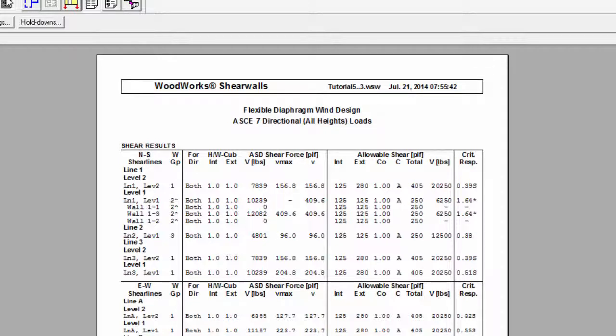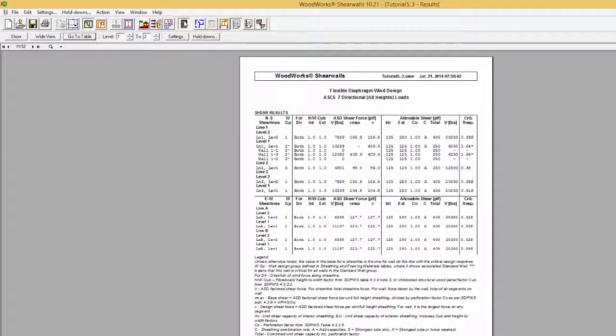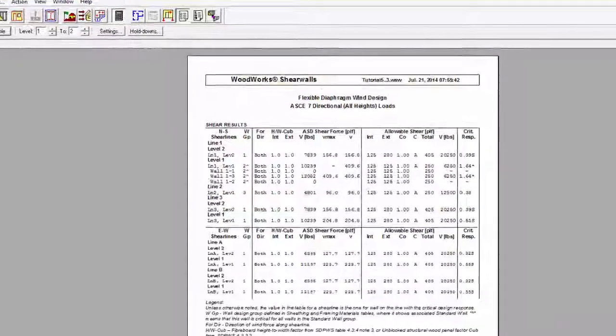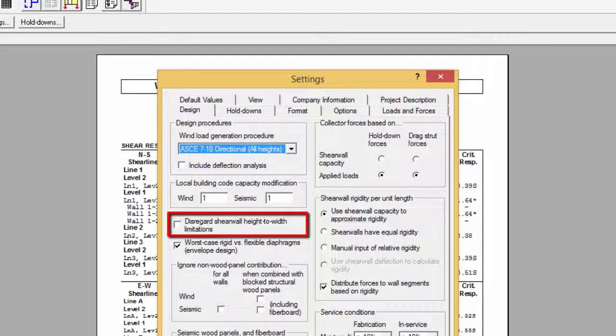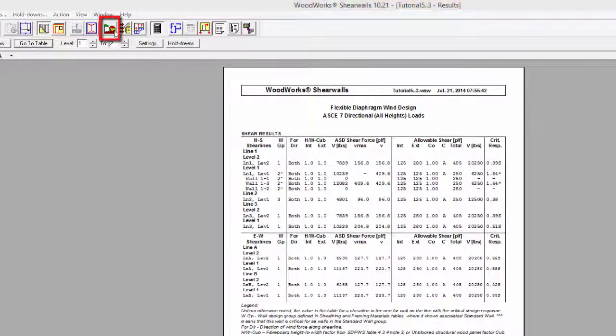It is important, in order to observe these results, that the disregard shear wall height to width limitation option is unchecked in the design settings. In addition, make sure that the materials used are allowed within the seismic design category, which can be seen in the site information.